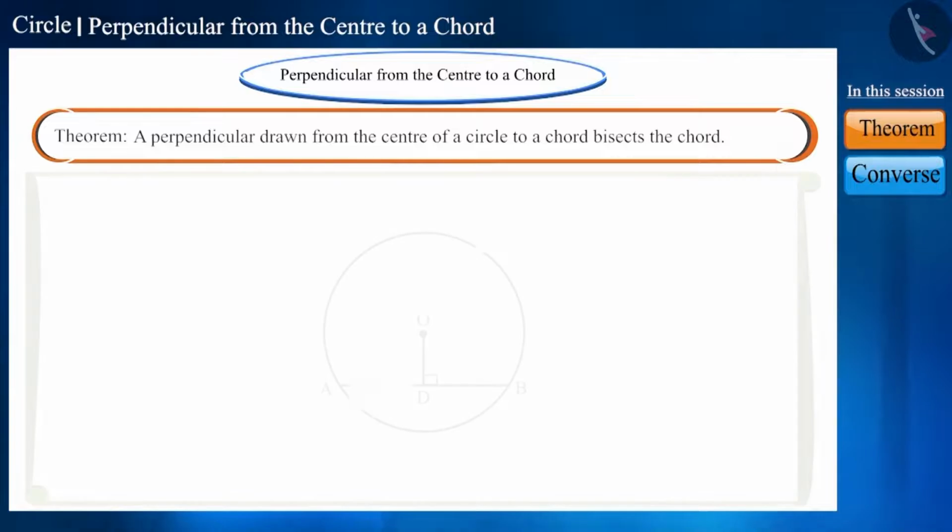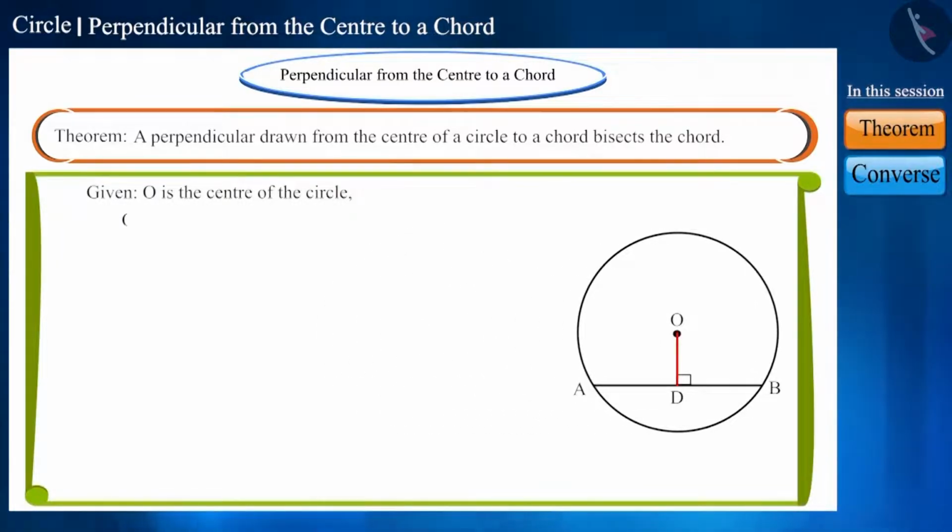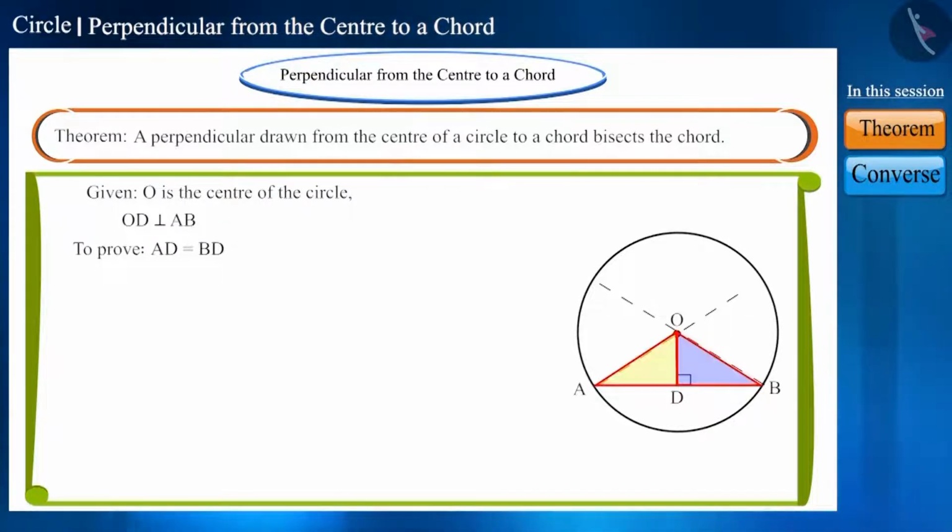With the help of the statement, draw a figure. We are given that OD is perpendicular to chord AB and we have to prove that line segments AD and BD are equal. If we join OA and OB in this way, we will get two triangles ODA and ODB. And if we prove these two triangles are congruent, then we will get these sides as equal.